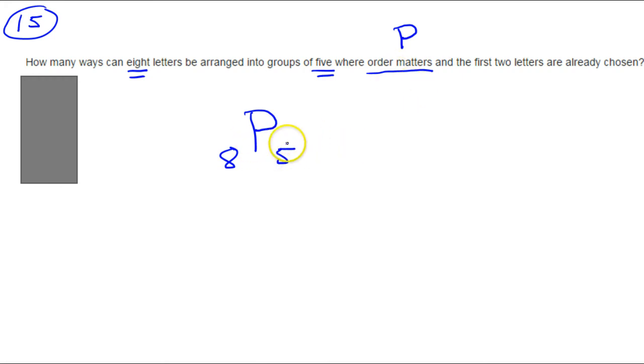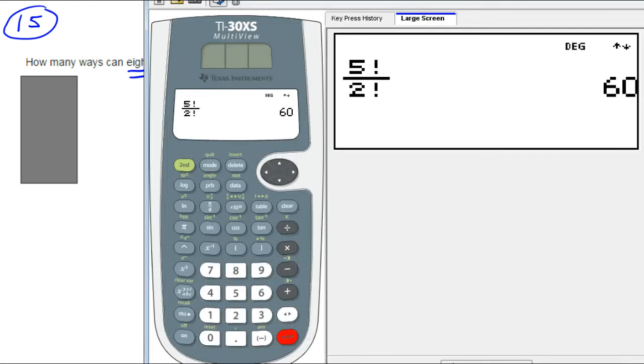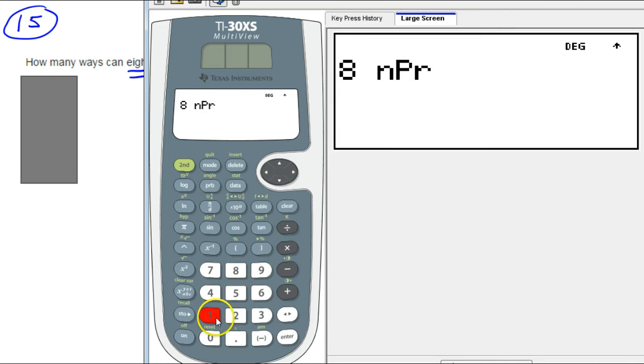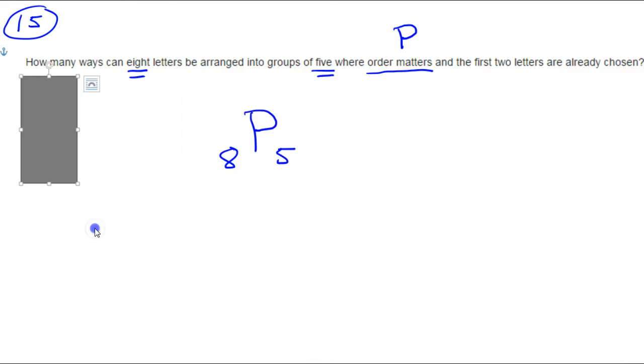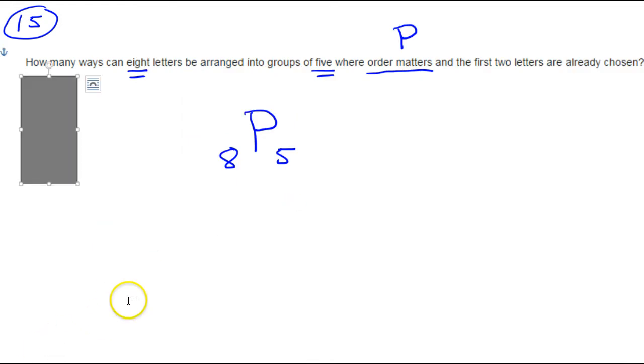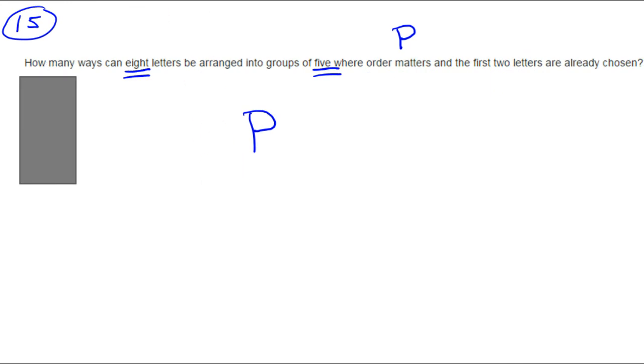So I'm just going to do this in my calculator. I put the 8 first, and then I do option number 1 for permutations, and then I do the 5. That's 6,720. Okay, that was an epic fail. That's what I get for not reading the question all the way.